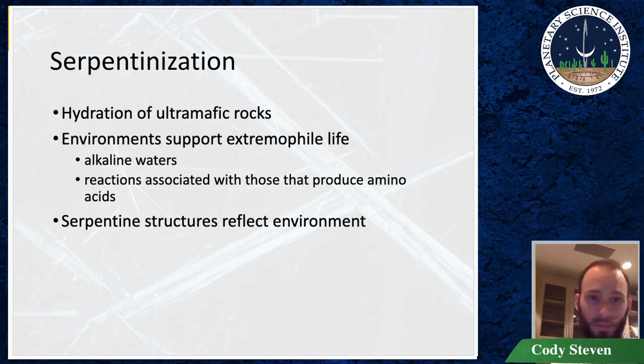This is one of the scenarios that's suspected because there are reactions associated with those that produce amino acids. But I'm just interested in these because serpentine minerals are very difficult to solve their structures, but they do reflect their geologic environment, at the very least on a broad level. But I believe that you can actually really constrain the environment with these minor differences in structures.